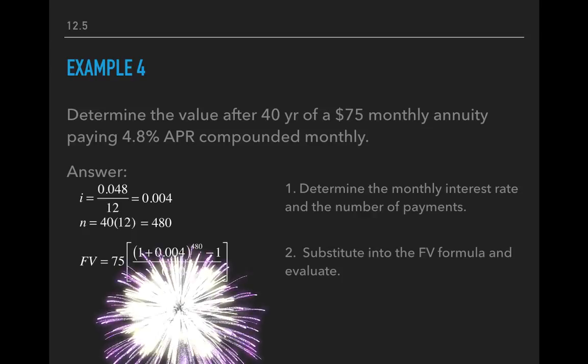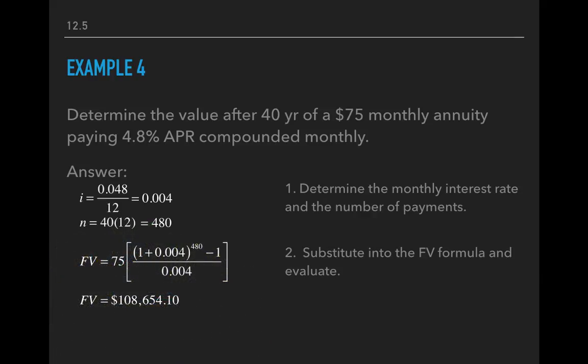Okay, so what we should have is $108,654.10. So you'll see that really for making so many payments for so many years, it's not like what you see with compound interest, like we saw with investing earlier in the year, but it is one of those options.